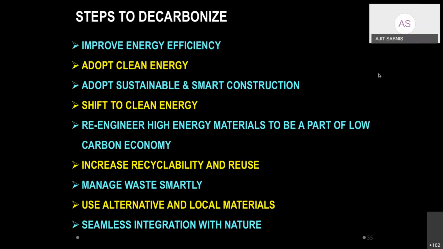And how do we decarbonize? Improve energy efficiency at site, adopt clean energy to the extent possible, adopt sustainable and smart construction, re-engineer the high energy materials to be a part of a low carbon economy, increase recyclability and reuse, manage waste smartly, use alternate and local materials, and seamless integration with nature.